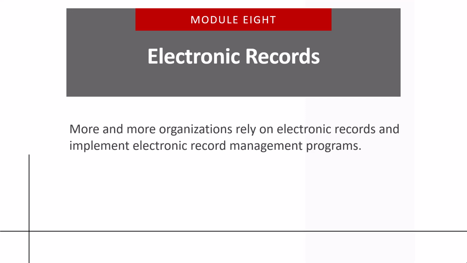Module 8: Electronic Records. Electronic records lack the restrictions that paper records have. They are not as limited by physical space and can be easily created and accessed. More and more organizations rely on electronic records and implement electronic record management programs. They are easily classified and can contain more metadata than the traditional paper method.